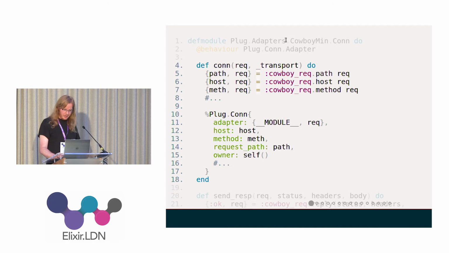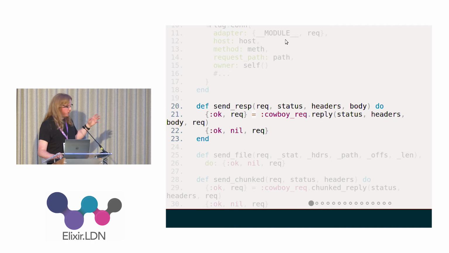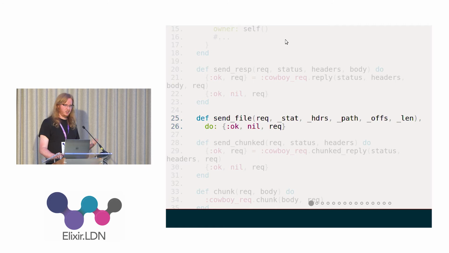So the send response implementation takes four arguments, and it calls the cowboy rec reply function, which is what we called in Hello World. And then it returns a triple, with OK, and then the second argument is the response body, which isn't used by the cowboy adapter, but is used on the test adapter, and that's how you're able to assert on the response body and the original request. Send file I've stubbed, but send file is like an optimized way by the operating system of sending data over a socket. The implementation is fairly complicated, so it would take a while to talk about, so I've stubbed it.